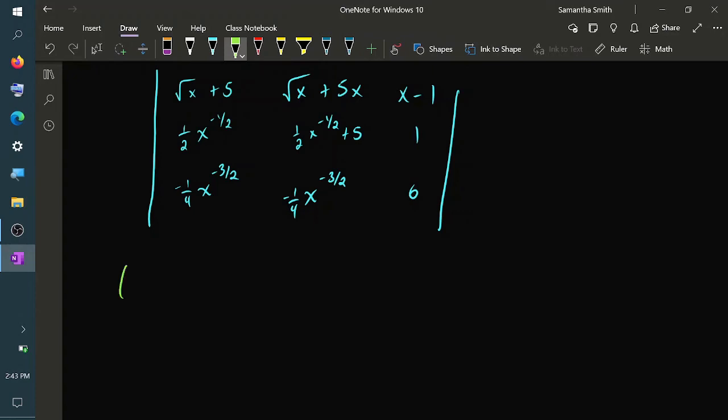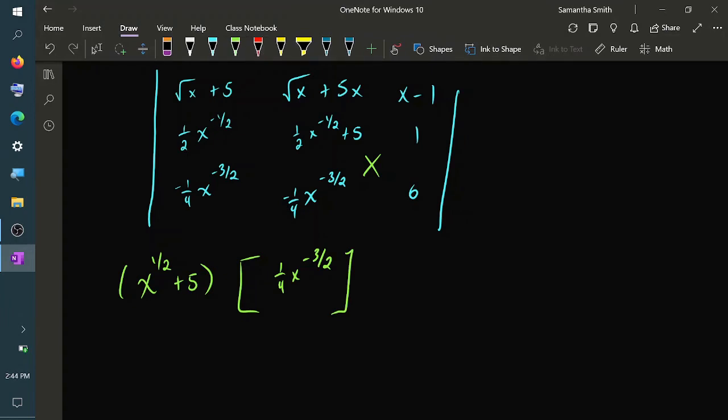So I'm going to take the entry in the top row, first column, and multiply it by the determinant of the 2 by 2 matrix, which excludes the first row and first column, which looks like it's going to be equal to positive 1/4 x to the negative 3 over 2. And just for future work, I'm going to write everything in exponential form because I think it's going to make it a little easier to simplify.